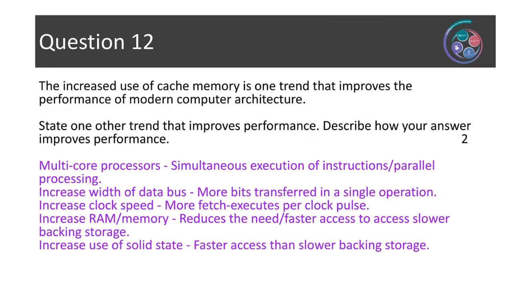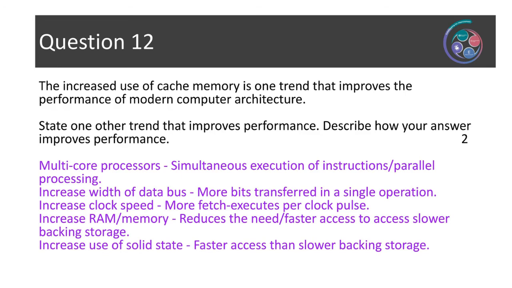And of course, we could improve the system performance by increasing the width of the data bus. And the data bus is a set of parallel wires that connects and transports data between the processor and the main memory. By, say, increasing the data bus from 32 bits to 64 bits, the computer can transfer twice as much information at one time. So more bits can be transferred in a single operation, thus improving the computer performance.